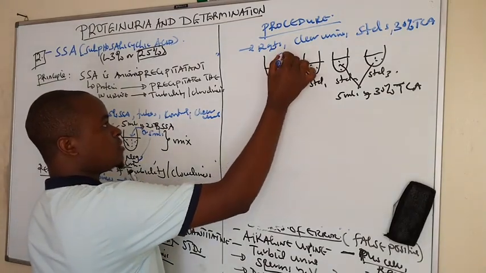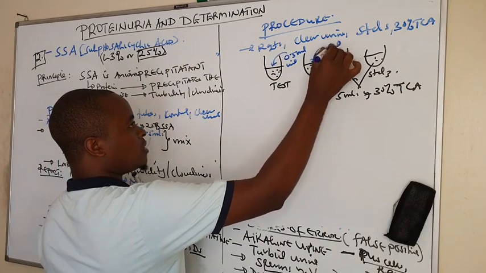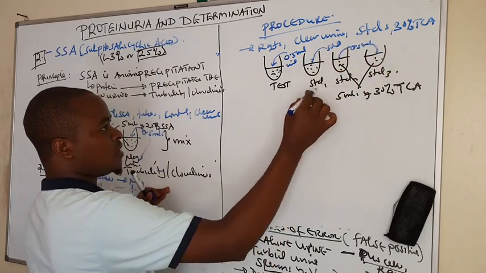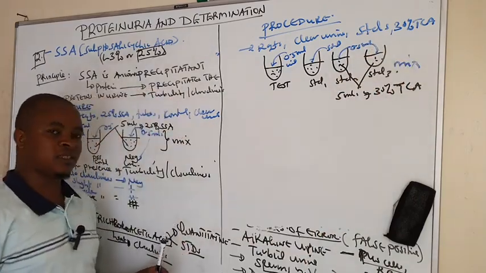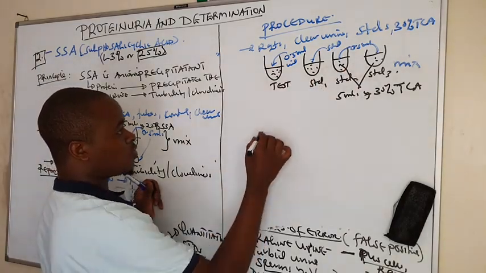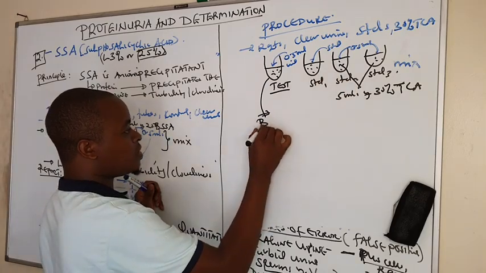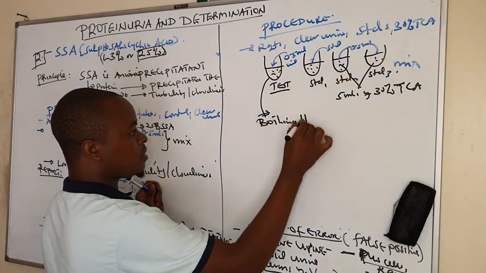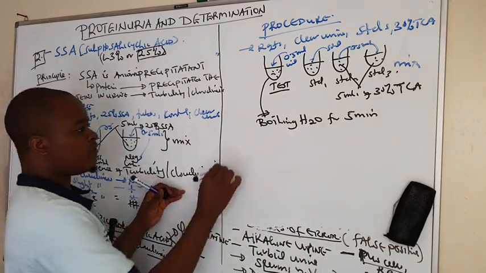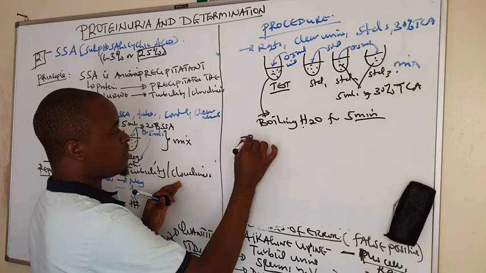For the test you put 0.5 ml of urine, and then you put 0.5 ml each of standard 1, standard 3 and standard 2. Then you mix. After mixing, you put all of them, the test and the standards, in boiling water for 5 minutes. After 5 minutes of incubating in boiling water, that is providing heat, you come and compare.